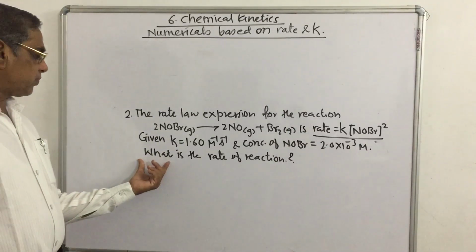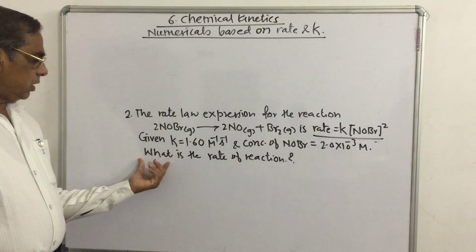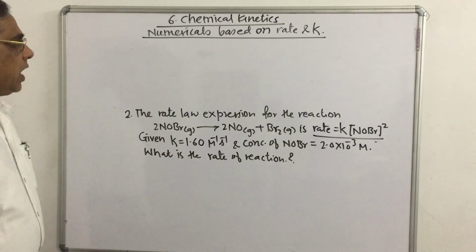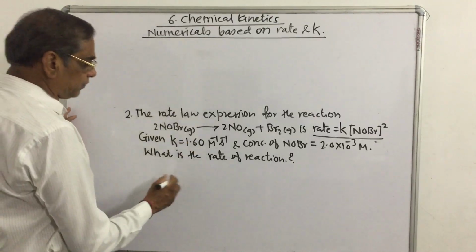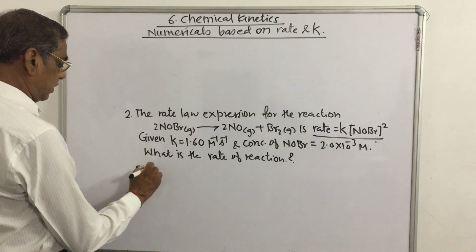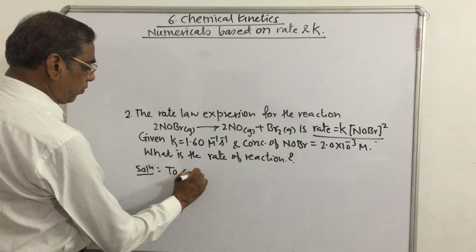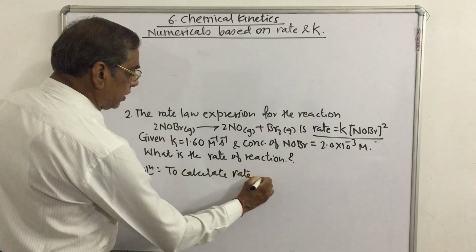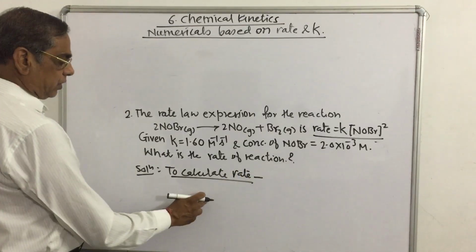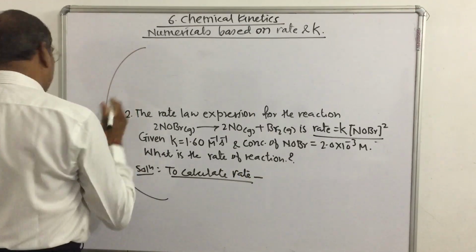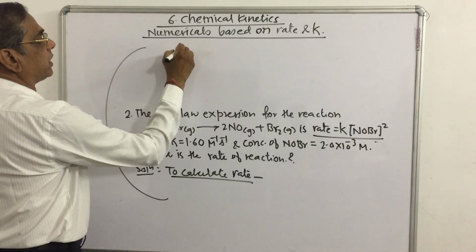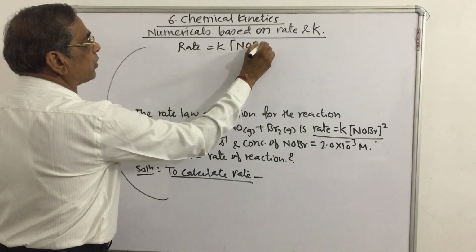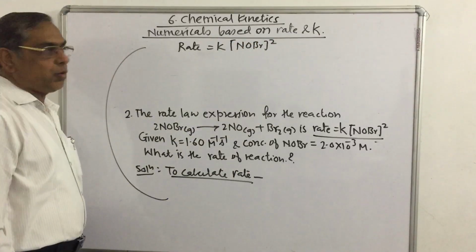And in this problem we have to calculate what is the rate of the reaction. Again, the rate law expression, that is the solution to calculate the rate. From this rate law expression you can write the rate equal to k into concentration of NOBr raised to the power 2.